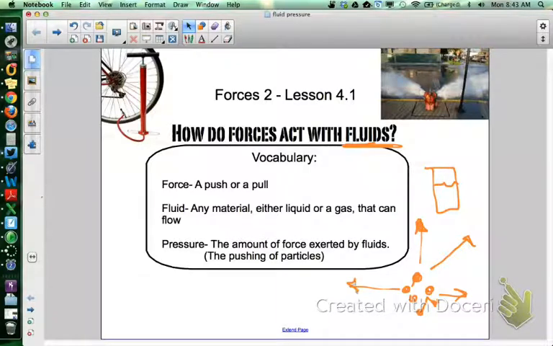We can move them and push them, or they can actually help us do work. They also influence our everyday lives as well. So we're going to be talking about how that force of fluids can impact our world, as well as how we can use it to do work.